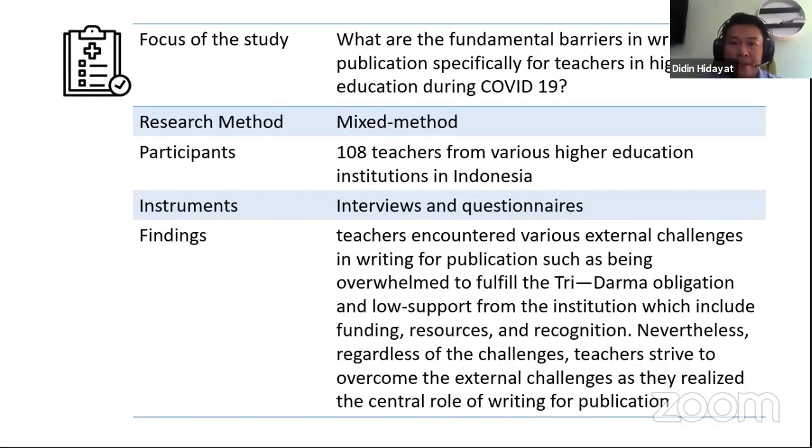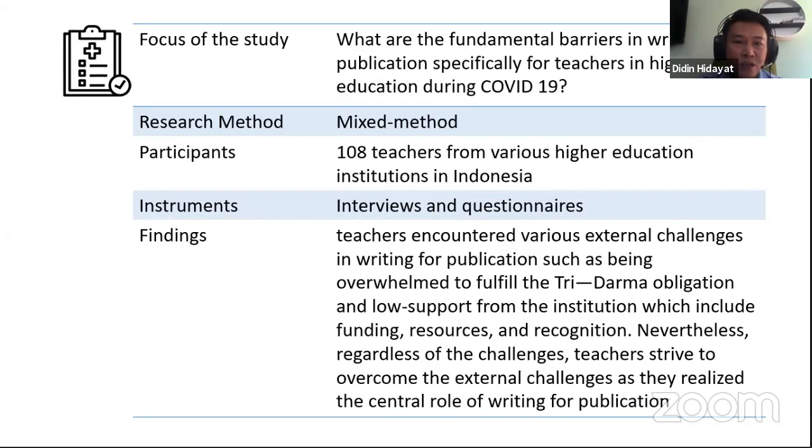What we did was a sequential mixed methods exploratory design, which means that we did the interviews first and then continued with the statistical analysis. Altogether, 108 teachers from various higher education institutions in Indonesia were involved in our research. The findings show that there are many external challenges in writing for publication that the teachers face.